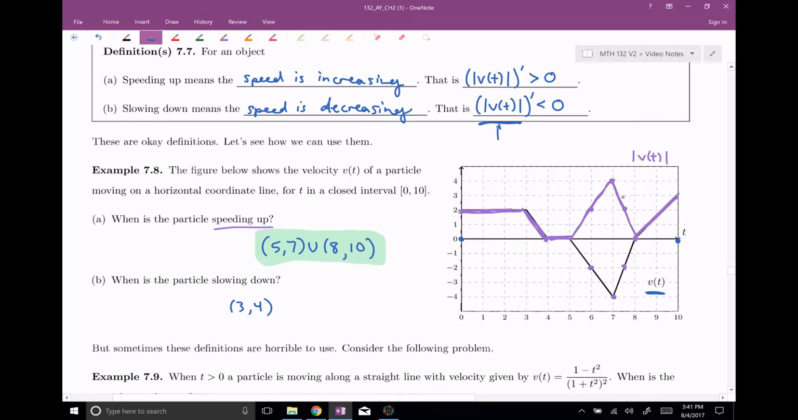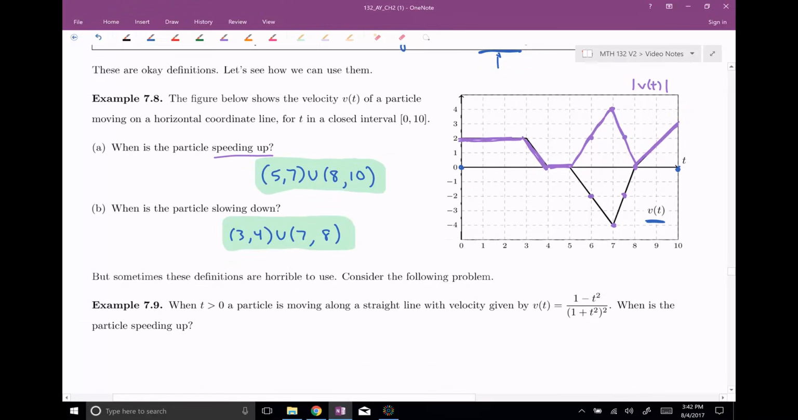Likewise, between 7 and 8, we also have that the derivative is negative. It's slowing down, and then as we continue, it looks like it's positive. So these are the places where the particle is slowing down. So the claim is when you're given a graph of velocity, talking about when a particle is speeding up or slowing down, these are okay to do via a graph, because I can graph pretty quickly here the speed graph, the absolute value of velocity.